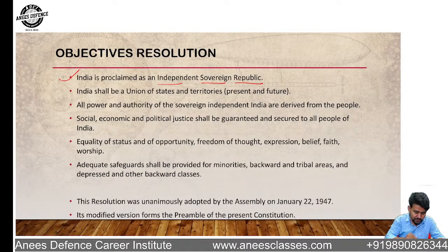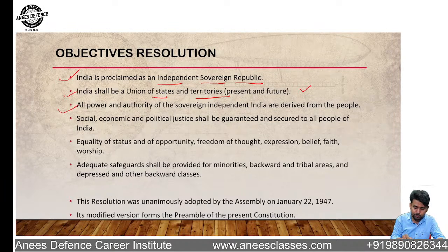Just comment it. India shall be a union of states and territories. It shows the nature of the polity of India, that is, what kind of polity India will be. That is a union of states. Instead of a federation of states, we have used the words union of states. Why is that so? We will see that.